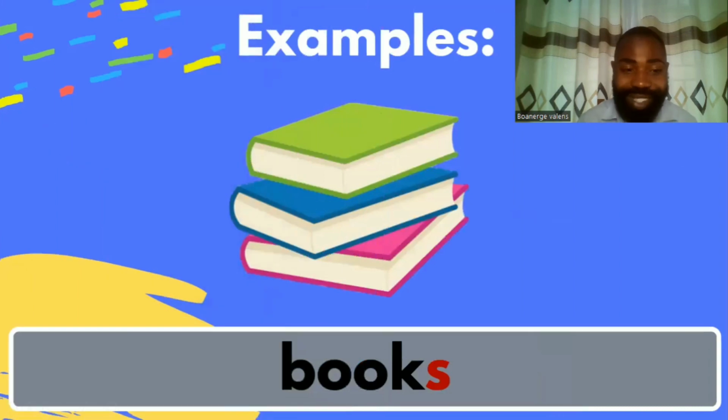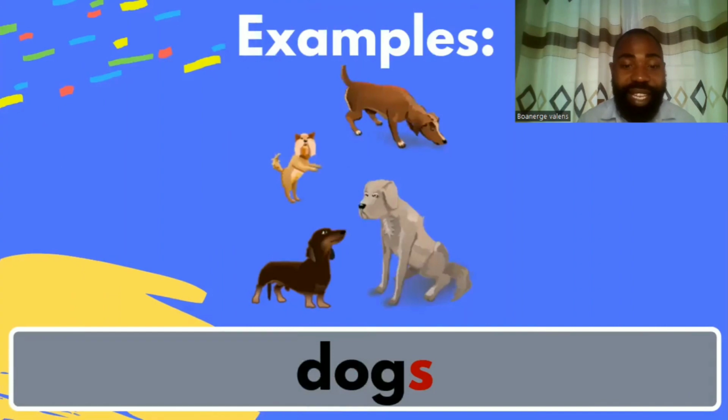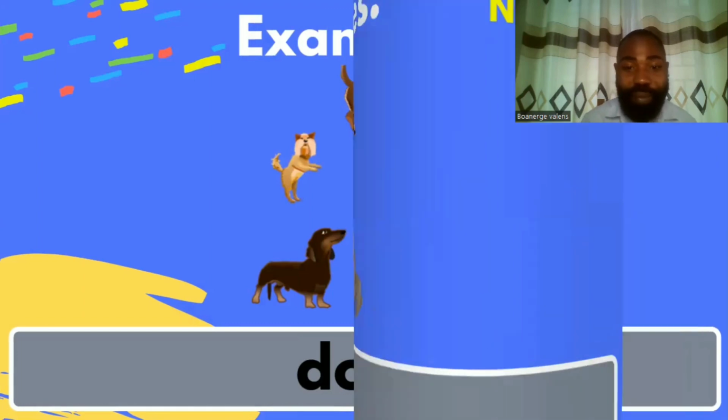Example, we have books. Books ni bitabo. You see, ibitabo dushobora kuba twabibara ngo one book, two books, three books, four books, five books, six books. Ni ibitabo birabarika. Here we have dogs. One dog, two dogs, three dogs, four dogs. Okay? Dogs are countable. Imbwa zirabarika. You can count dogs. Ushobora kuba wabara imbwa.